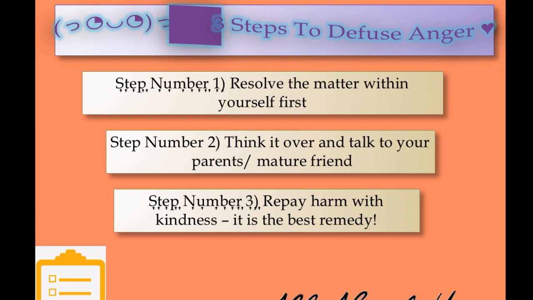Therefore, there's a time to do everything. So you might ask yourself, can I actually approach the person who hurt me?